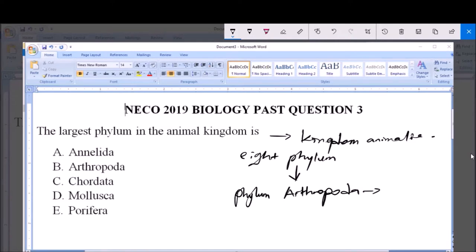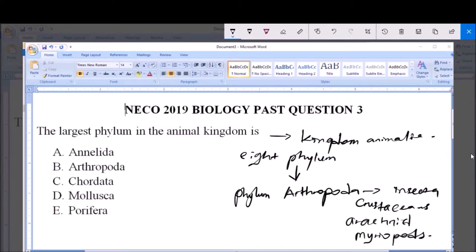And this is because the phylum Arthropoda is composed of the insects, the class Insecta, the crustaceans, and the arachnids, that's class Arachnida, and also the myriapods, comprising the centipede and the millipede. You agree with me that among the arthropods, the insects are always the species with the largest population. Them falling under the phylum Arthropoda, together with the crustaceans, the arachnids, which are the spiders, and the myriapods, has made the phylum Arthropoda the largest phylum in the animal kingdom.